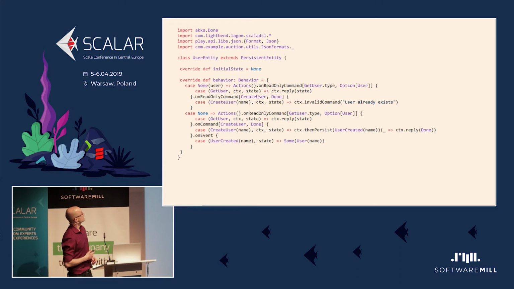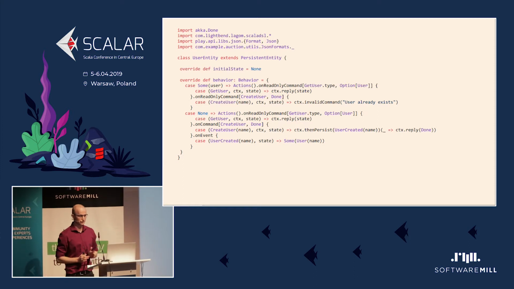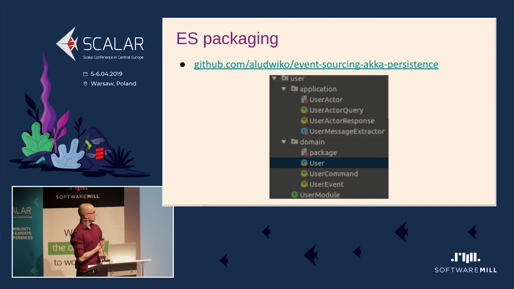So the user entity extends a persistent entity. And if you check the imports, there are some JSON formats on my domain level. I don't care about JSON. I don't care about any framework. I just want to implement my business use cases. That's it. So how to deal with this?